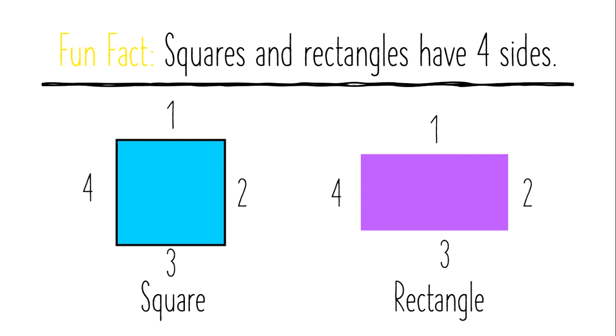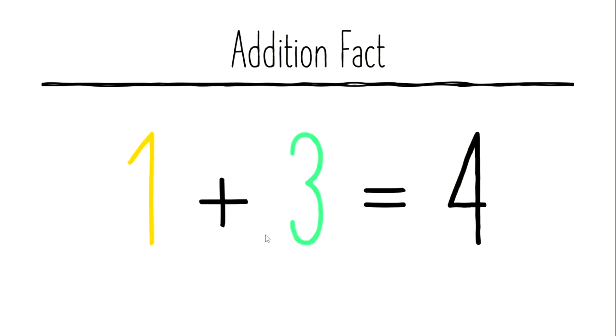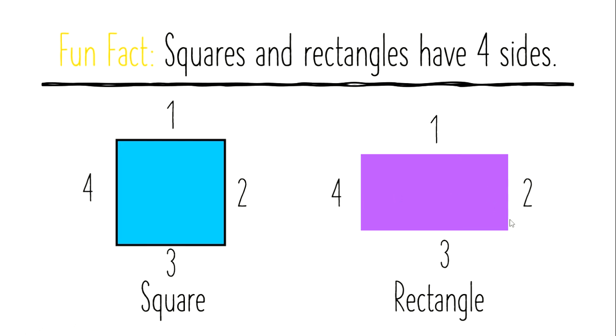But what do you notice is different about them? Yes, they both have 4 sides, but what is different about their sides? The square has all the sides the same. They're all equal. And the rectangle has 2 long sides and 2 short sides. Okay, but they both have 4 sides.